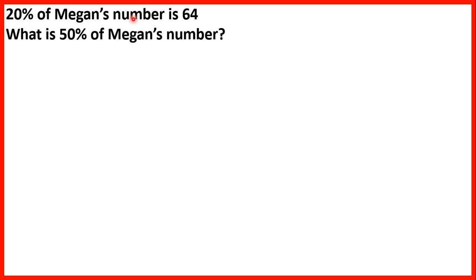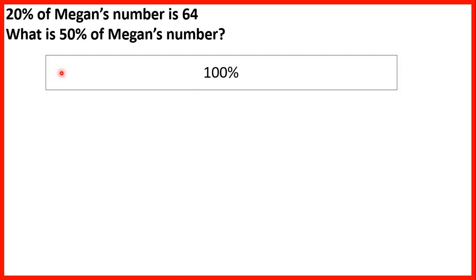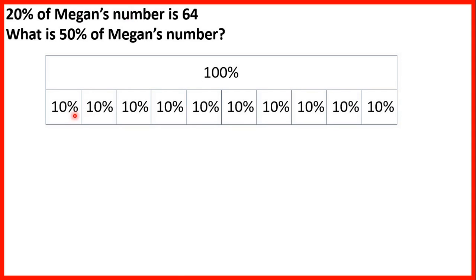20% of Megan's number is 64. What is 50% of Megan's number? So 100%, this top bar, represents Megan's number, and 10% will make 100%, because 10 times 10 is 100. Now Megan has 20%, so that's two 10%.